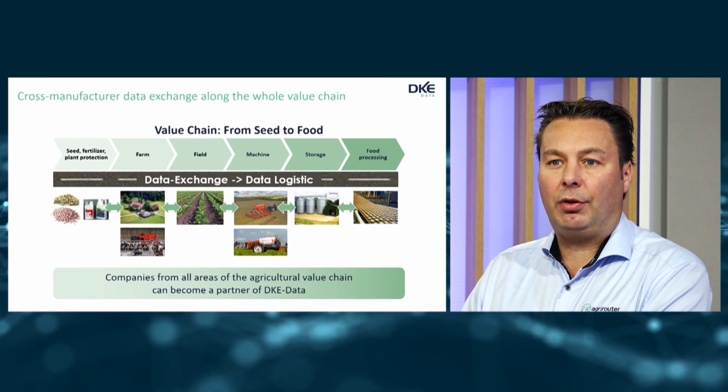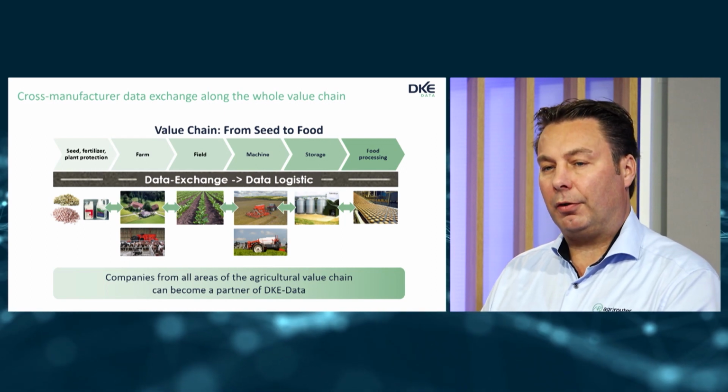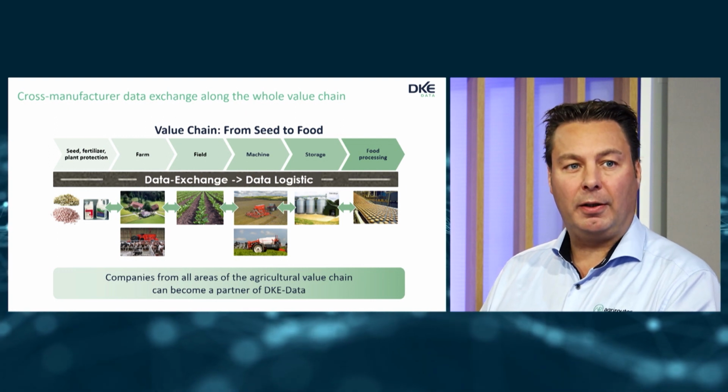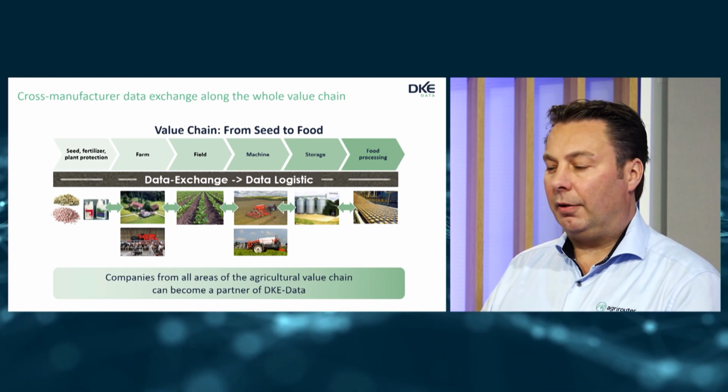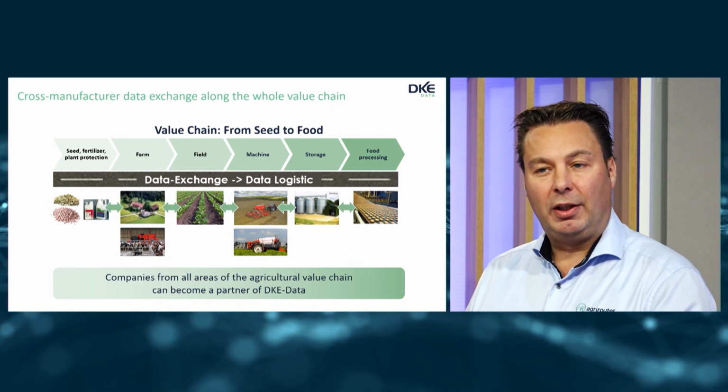You also see here the word data logistics. That means that in the future we not only want to focus on pure data exchange, we also want to solve problems of converting data, correcting data, data preparation, validation. All things that help to achieve a higher compatibility than we have today, so that the farmer can use the Agrirouter in the background to optimize his production process day by day.